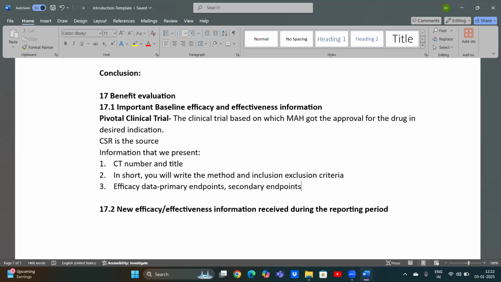Okay. So the data from the CSR we will have to summarize here. You can't write the whole CSR here, right? You will just summarize the main things, mainly focusing on efficacy. You have to present the efficacy data here. No need to provide everything. Whatever data supports your efficacy, that will come here.